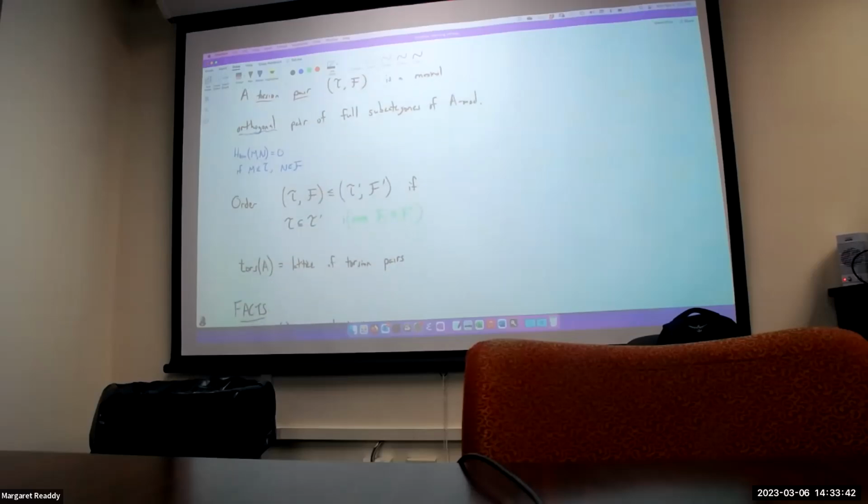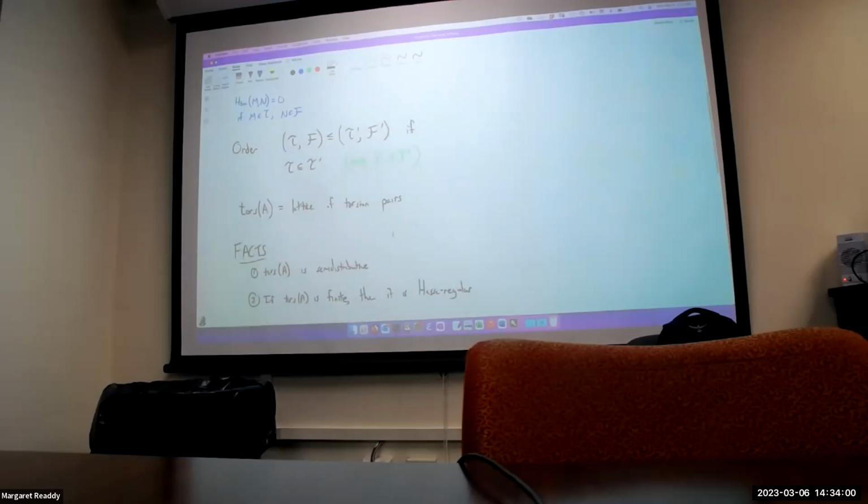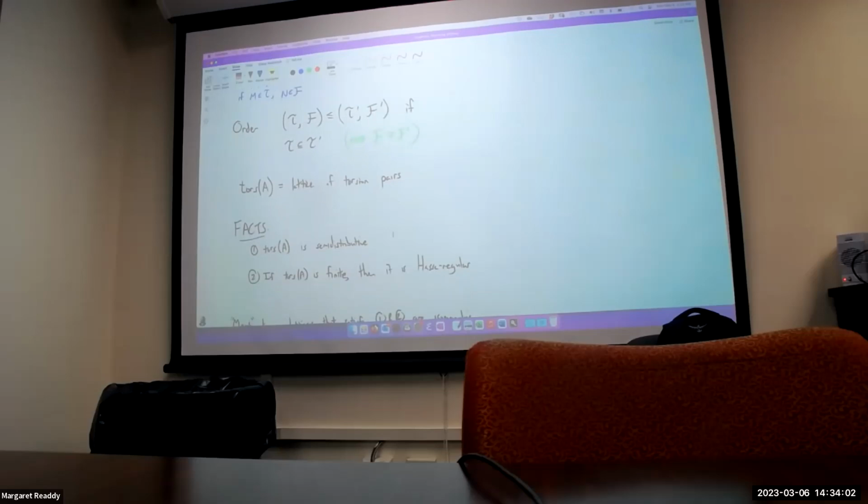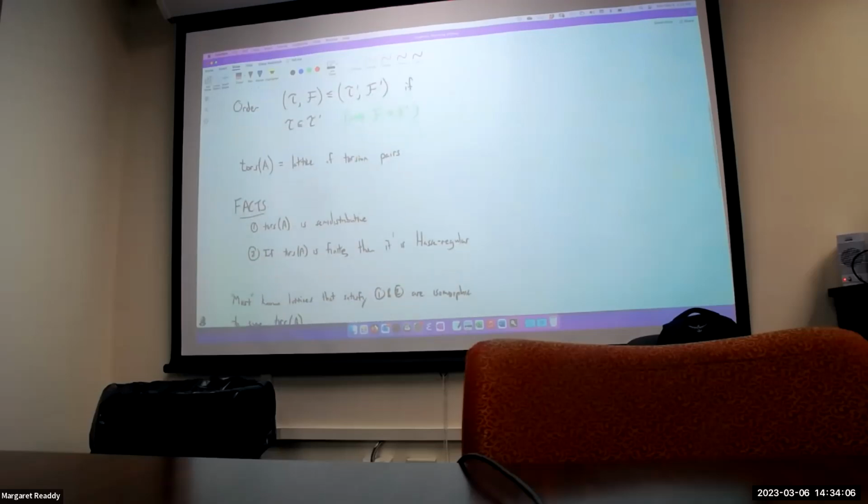Once you have these torsion pairs, you can apply an ordering to them. You can say a torsion pair (T, F) is less than or equal to (T', F') if there's an inclusion T in T' on the torsion part, or, equivalently, the free part has an inclusion in the reverse direction. So this forms a poset. In fact, it's a lattice. You get a lattice of torsion pairs.